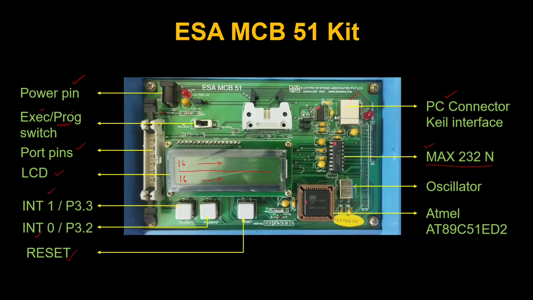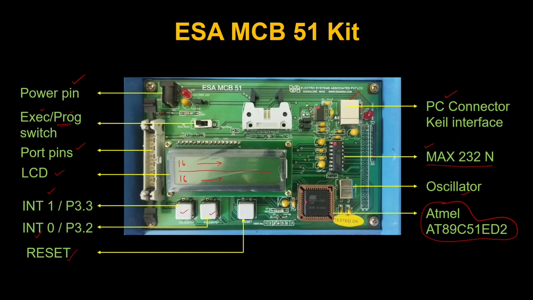That mismatch in terms of TTL logic is corrected by your MAX232N, a separate IC which is given to your microcontroller. We also have an oscillator which is going to produce the clock frequency. And after that, this is our hero, the C51 ED2. This is your core in terms of 8051. All other things are peripherals that make our programming very easy, and make the hardware very easy for us to communicate with your 8051.